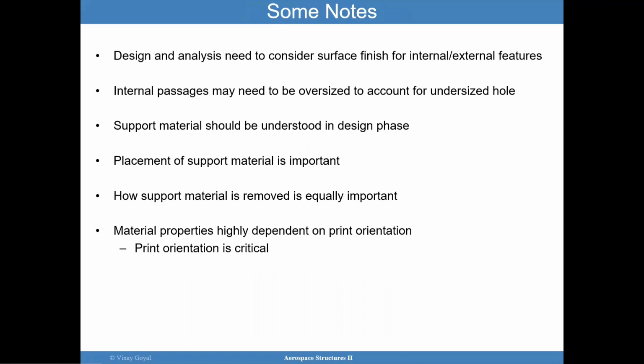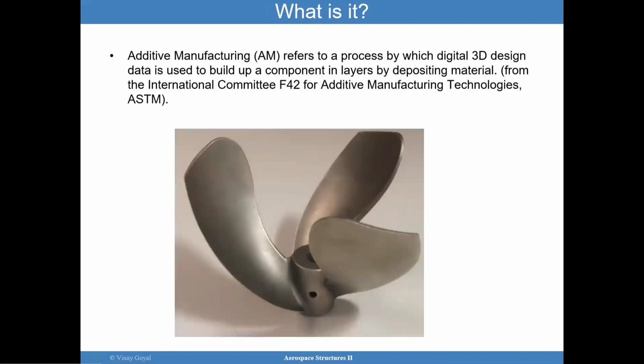Some notes that I want to talk about: the design and analysis need to consider the surface finish for internal and external features, because those surface finishes, if they're too coarse, can be initiations to failure. Internal passages may sometimes need to be oversized to account for the undersized hole, and the support material should be understood in the design phase, meaning if you don't have a good support material, the structure can crumble as you're making it. Placement of that support material is very important, and how you remove the material is equally important. The material properties can also depend on the print orientation. So the print orientation is critical.